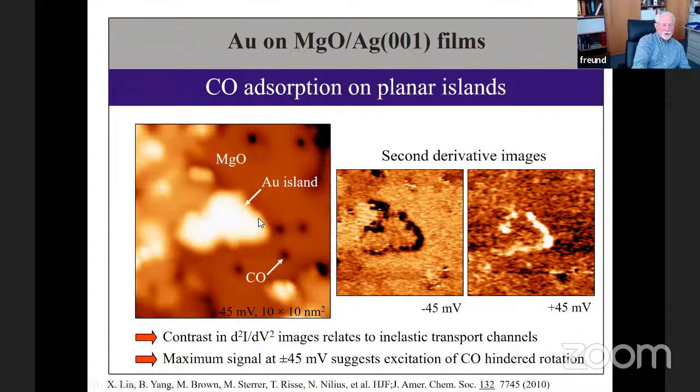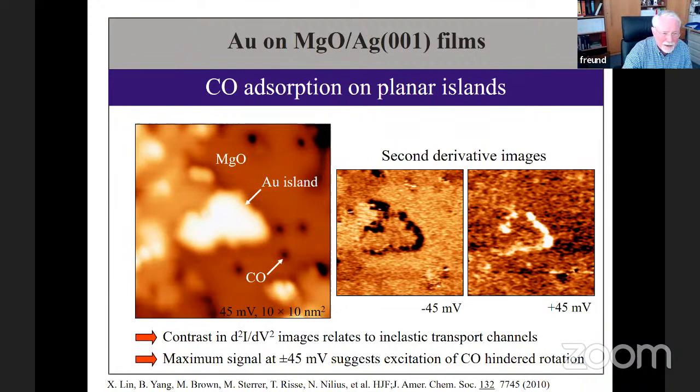The COs are not individually seen, but if you go through imaging at different energies where you can excite certain excitations in the CO, then if you use the Hilbert rotation at 45 millivolts, you can see at negative voltage the black hole, so to speak, due to the loss and the gain when you go to positive voltage. So you can see that there is CO and it's localized at the rim, but we wanted to see it in more detail. And so we were thinking of what is a better molecule to look at.